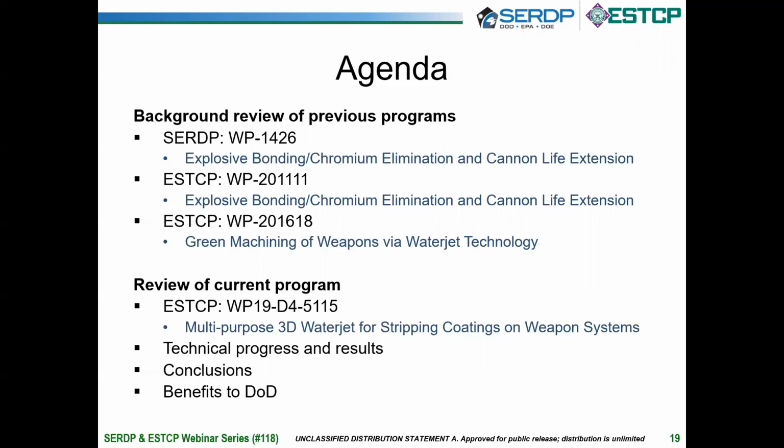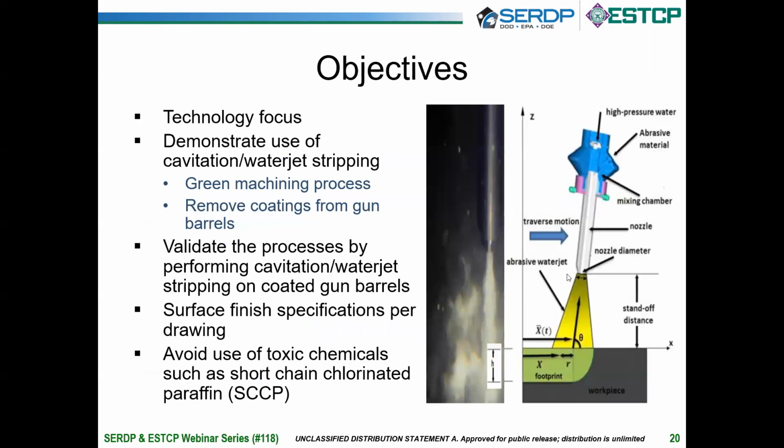And then it became apparent that there was a need to learn how to machine these new refractory metals because conventional machining methods do not work. And that led to our 3rd program, which was our second ESTCP program, which is the green machining of these weapons using water technology. And that developed into the current program, which Frank will talk about, using Waterjet for strip coatings off weapon systems. And then Frank will talk about the technical progress we've had for this program, which just started, and then the conclusions and the benefits to the DoD.